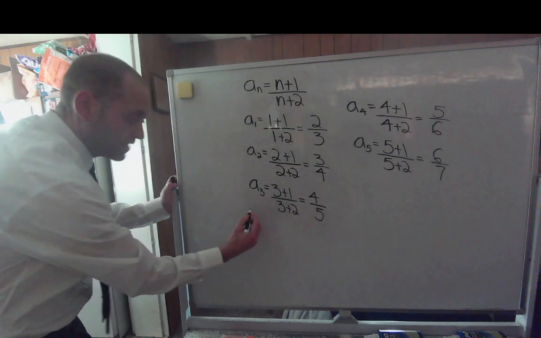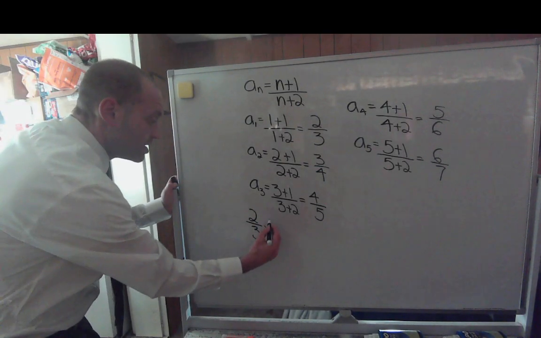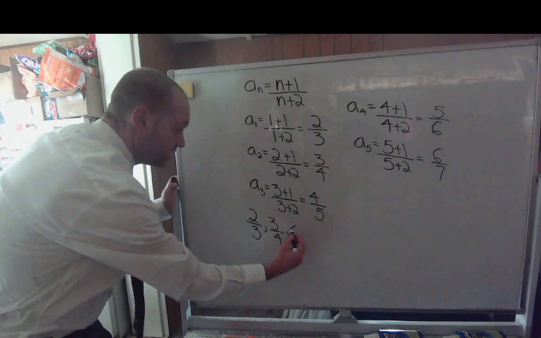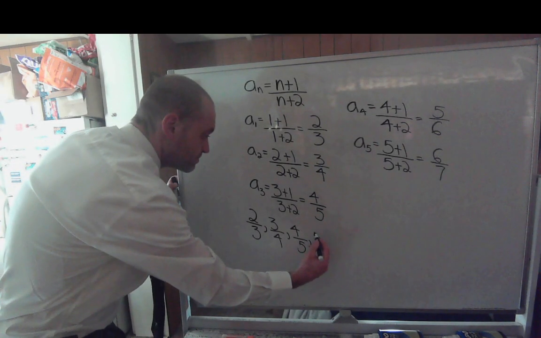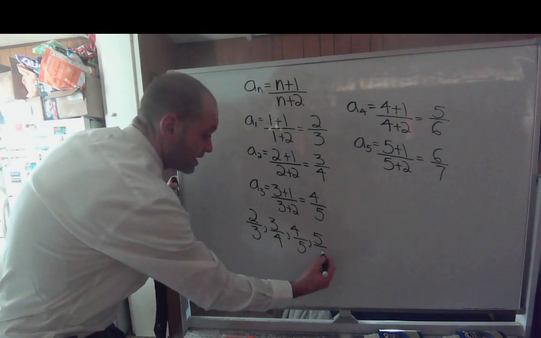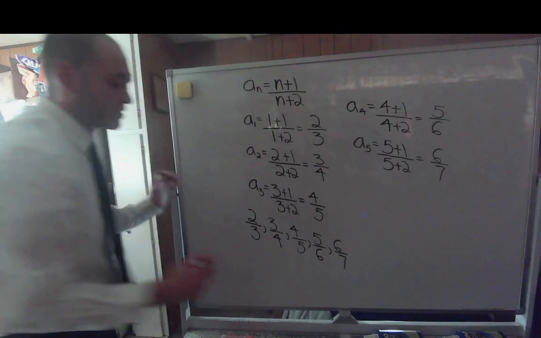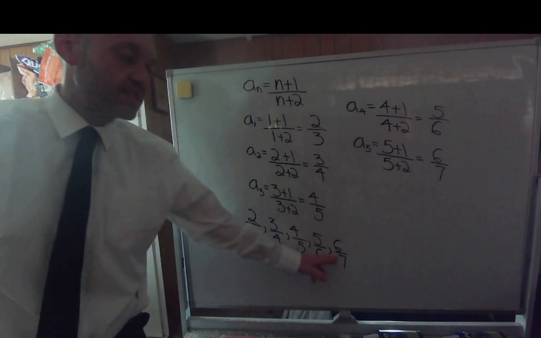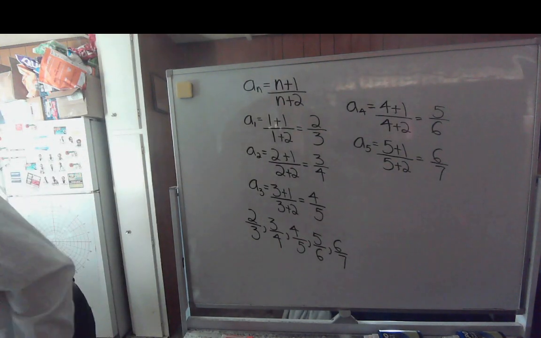But the first 5 terms of this sequence are going to be 2/3, 3/4, 4/5, 5/6, and 6/7. Those would be the first 5 terms of this particular sequence. 2/3, 3/4, 4/5, 5/6, and 6/7. Alright.